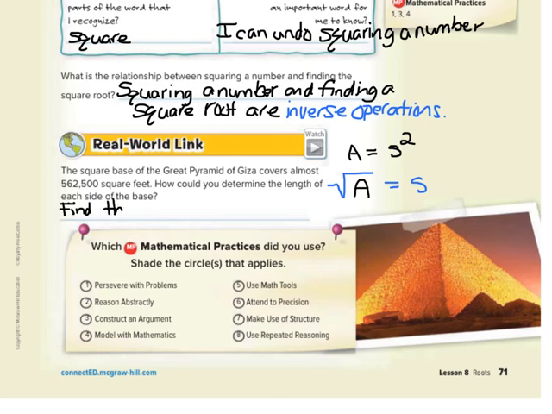And so what we can write for this is find the square root of 562,500. So if we're given the area and we're looking for a side, we can just take the square root of an area, at least when it comes to squares. Let's continue on.